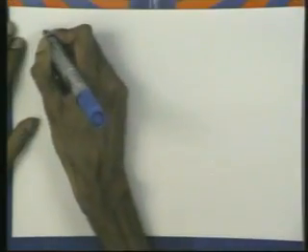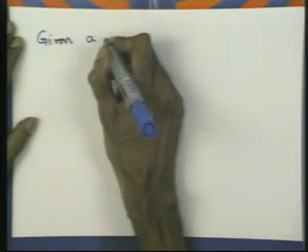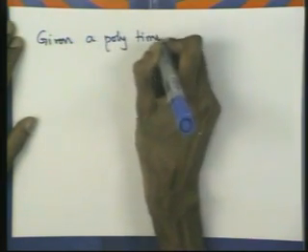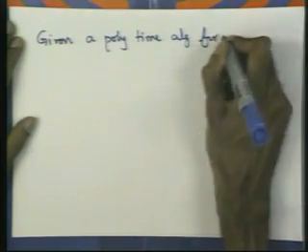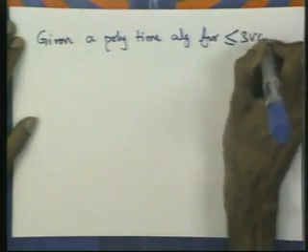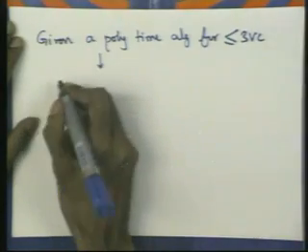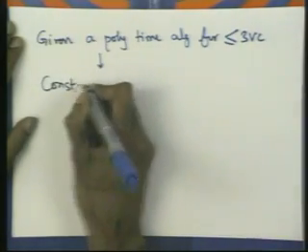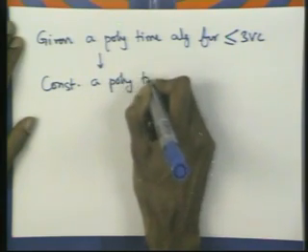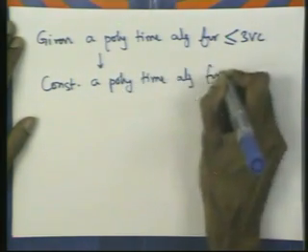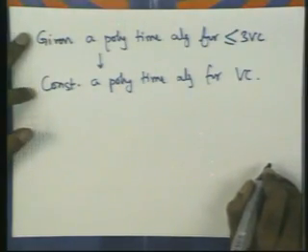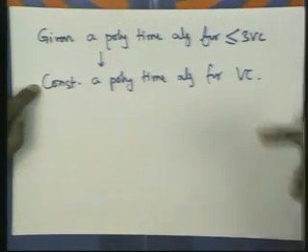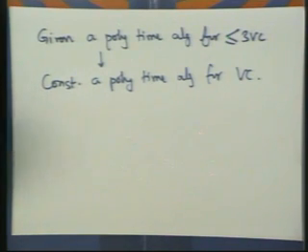Let me write the statement down. Given a polynomial time algorithm for less than or equal to 3 VC, we want to construct a polynomial time algorithm for VC. This is what we want to do. And once we do this, we know from the previous construction that there is a reduction from everything in NP, right?